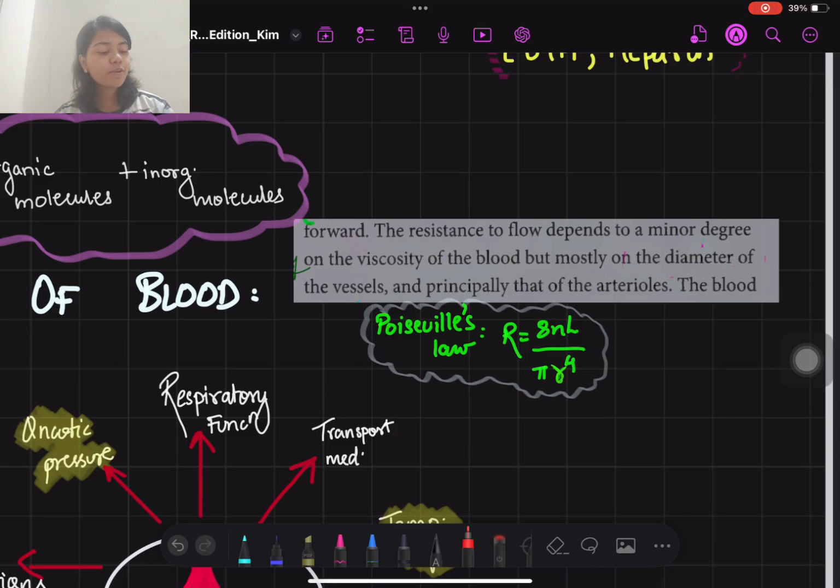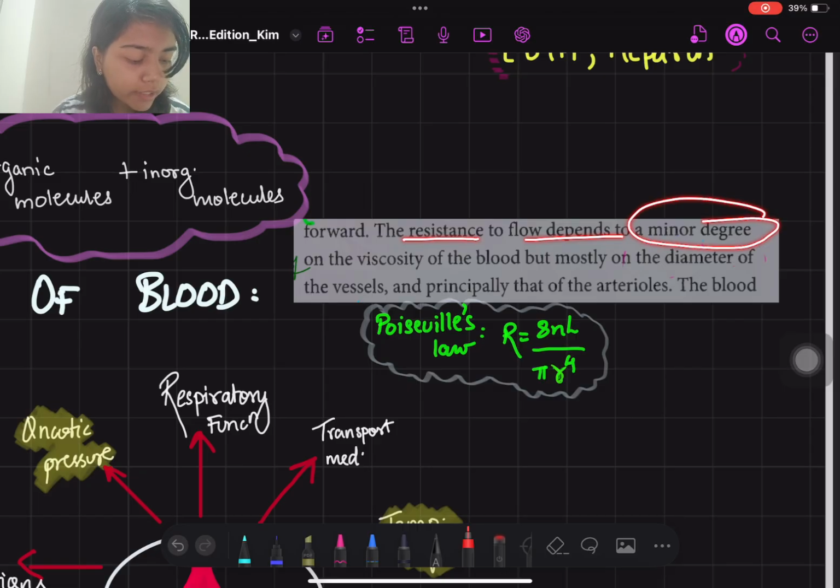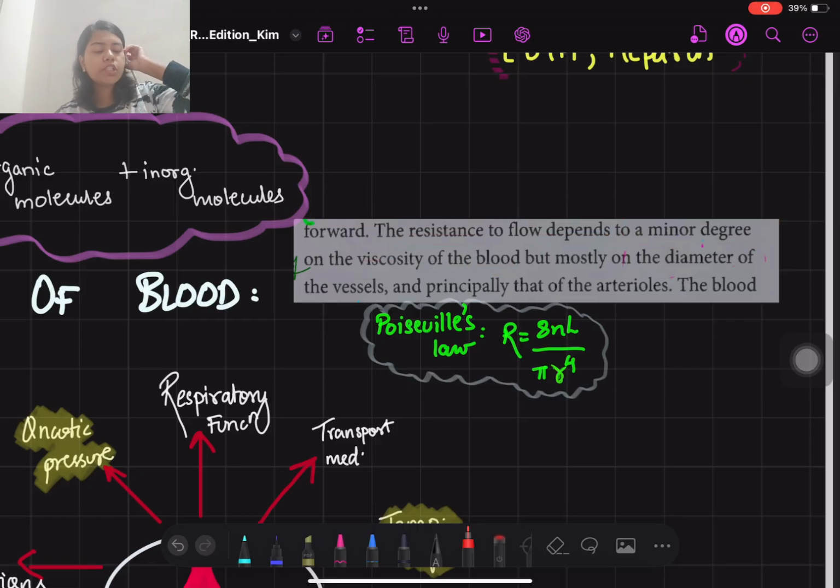Okay, so this statement says that the resistance to the flow depends to a minor degree on the viscosity of the blood, but mostly on the diameter of the vessels. Okay, so what is it saying? That the resistance to the flow will depend to a minor degree on the viscosity of the blood. Okay, but mostly on the diameter of the vessel.